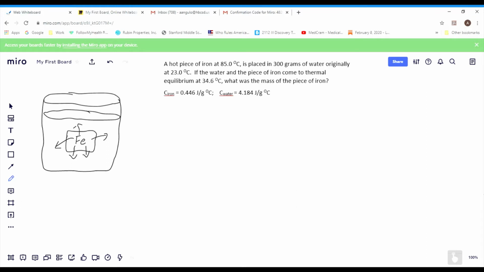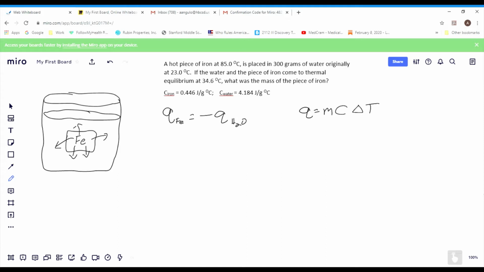So as we've seen before, you use your equation Q of iron is going to equal minus Q of water. And remember that Q always equals mass times specific heat capacity times delta T of a substance. So we can use this equation, and we can substitute mc delta T both for the Q of iron and for the Q of water. What we're looking for is the mass of the piece of iron.